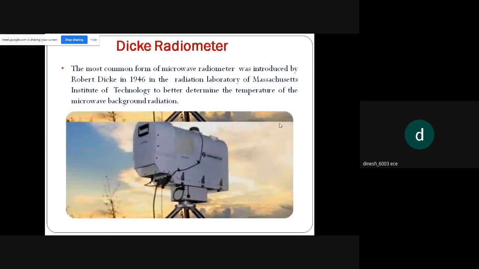So this is the Dicke radiometer, which was introduced by Robert Dicke in 1946 in the Radiation Laboratory of Massachusetts Institute of Technology to determine the temperature of the microwave background radiation.